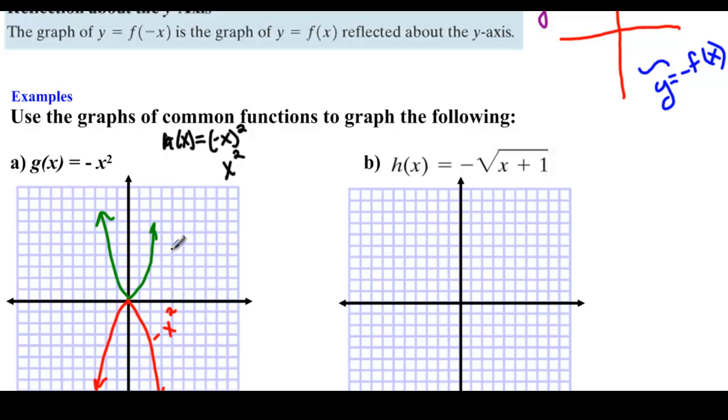All right, for B, again, we need to know our general shape that we're starting with. So square root is going to be half a parabola on its side. And we need to do the reflecting first. This negative in front, so in front means that we're going to reflect up and down. So this is going to flip this down or reflect it up and down.